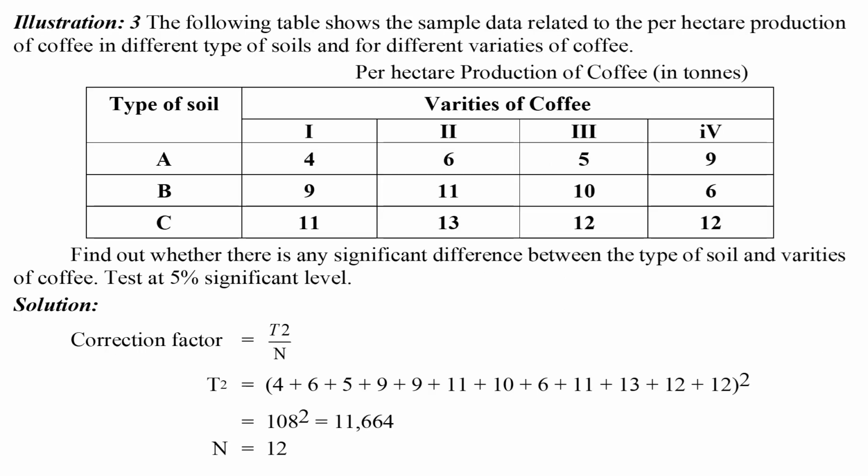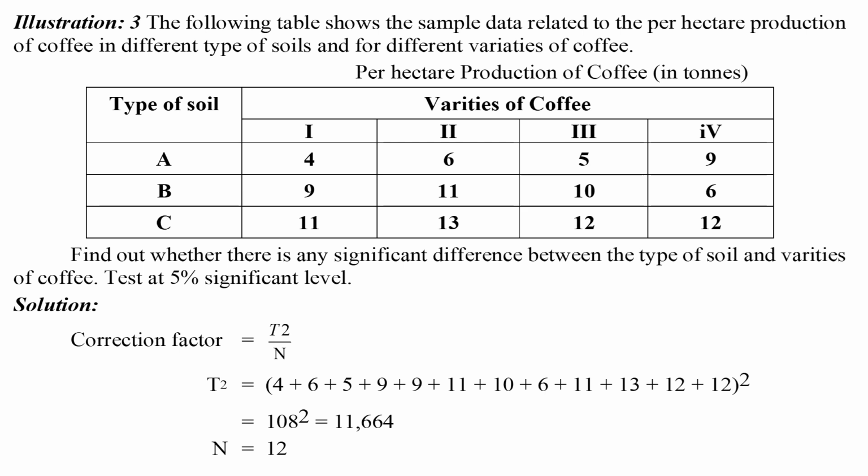Illustration 3. The following table shows the sample data related to the per hectare production of coffee in different types of soils and for different varieties of coffee. Per hectare production of coffee, in tons, is mentioned here. Find out whether there is any significant difference between the type of soil and varieties of coffee. Test at 5% significance level.